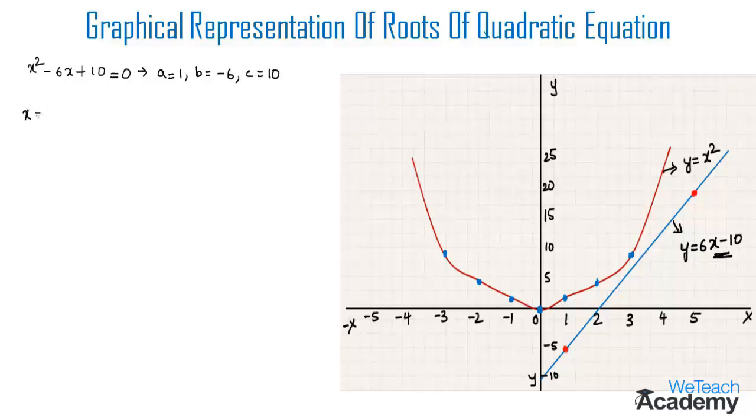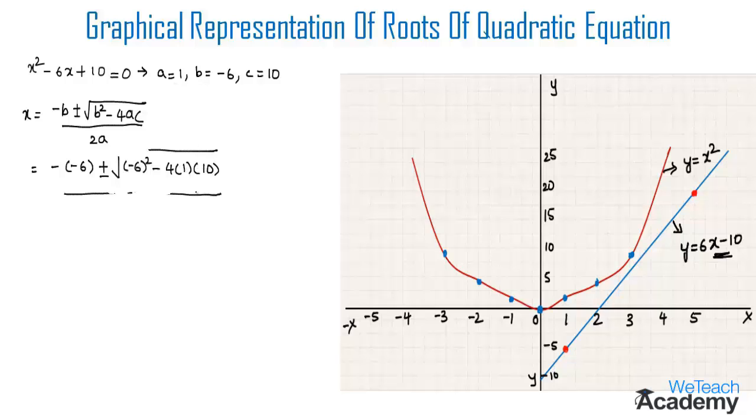So we know the formula to find the roots. x is equal to minus b plus or minus root of b square minus 4ac divided by 2a. Now let us substitute the values of a, b, c. We get here minus b, which is nothing but minus 6, plus or minus root of b square, that is minus 6 whole square, minus 4ac is minus 4 into 1 into 10, divided by 2a is 2 into 1.